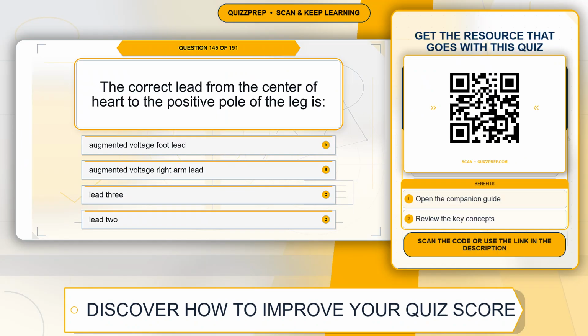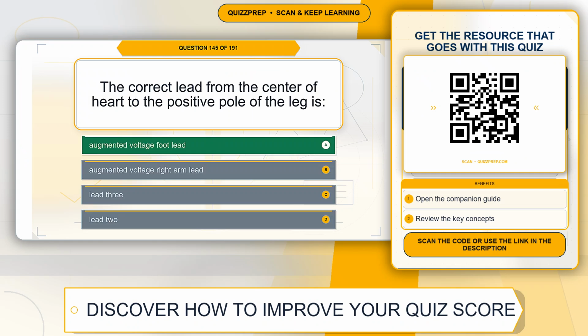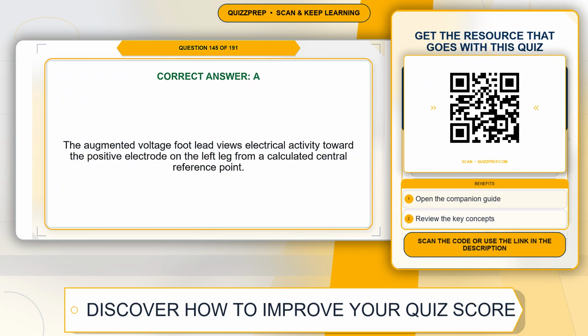Question 145. The correct lead from the center of the heart to the positive pole of the leg is: Option A, augmented voltage foot lead. Option B, augmented voltage right arm lead. Option C, lead 3. Option D, lead 2. The correct answer is option A, augmented voltage foot lead. Explanation: the augmented voltage foot lead views electrical activity toward the positive electrode on the left leg from a calculated central reference point.